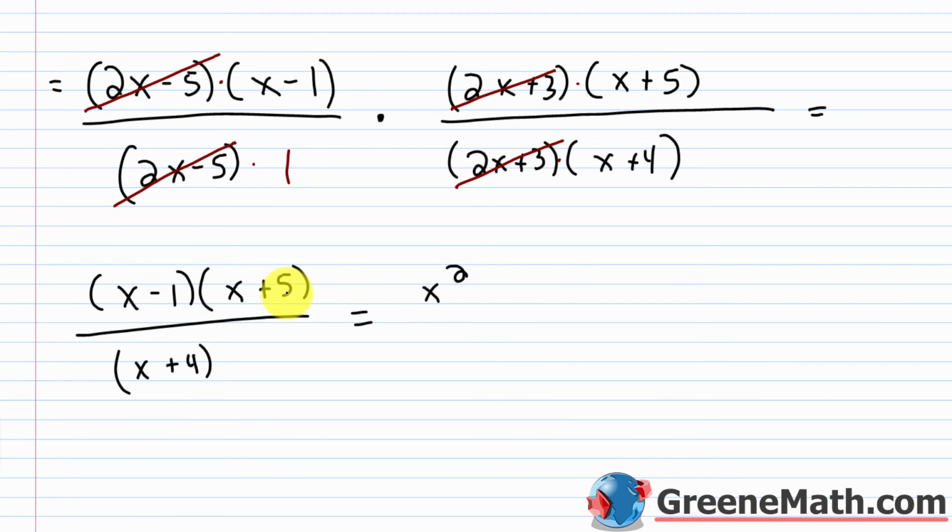The outer would be 5x. The inner would be minus x, so this is plus 4x. And then the last would be negative 1 times 5, which is minus 5. And again, this is over x plus 4. So you get x squared plus 4x minus 5 over x plus 4.